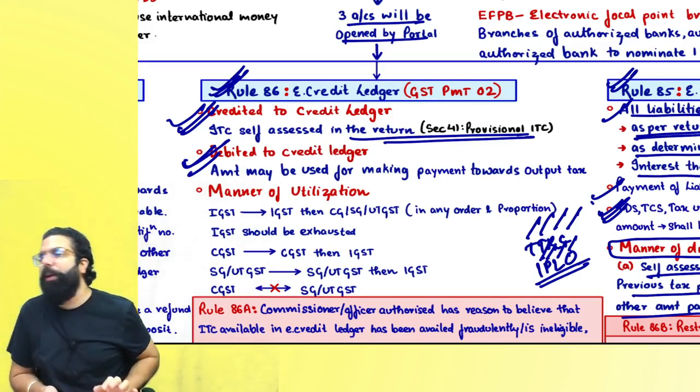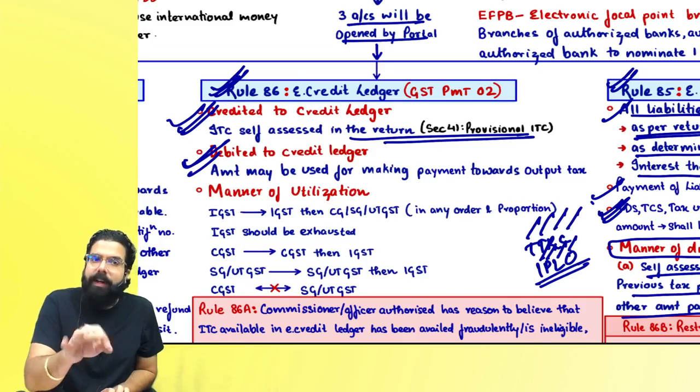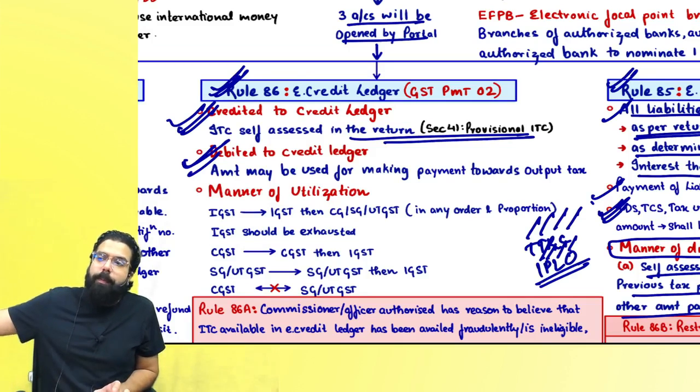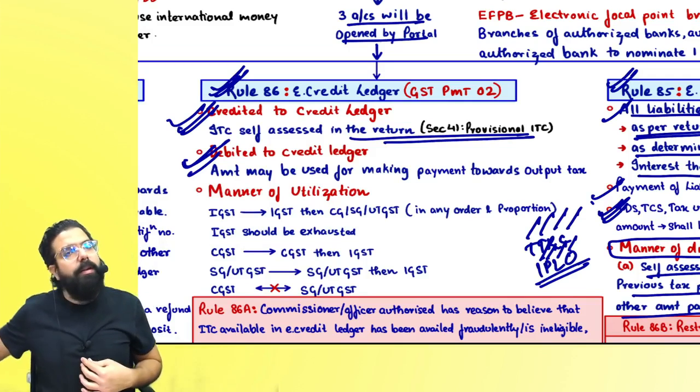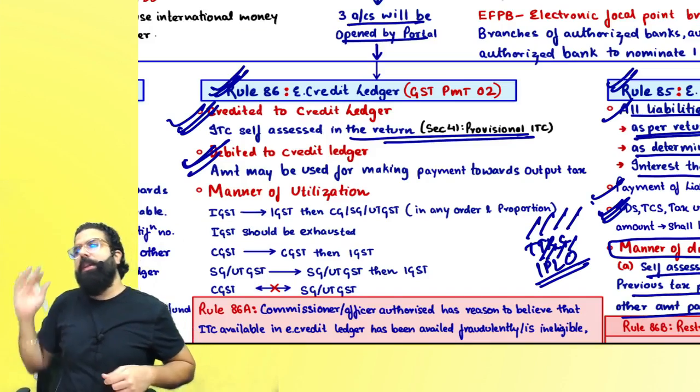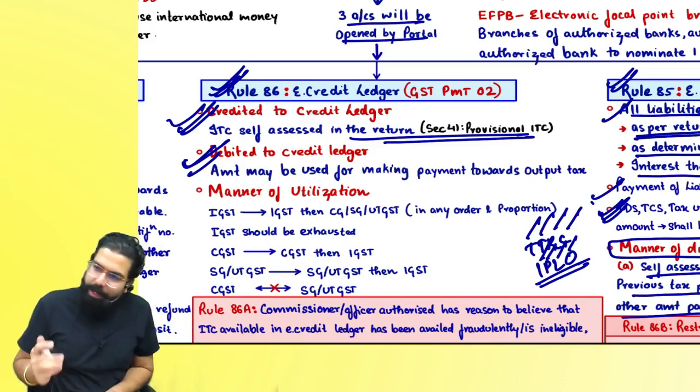You can take the credit, but that is subject to the payment by the supplier to the government. You will take it provisionally. Later, the supplier should pay to the government, only then the ITC is being confirmed. Can I go ahead, everyone?